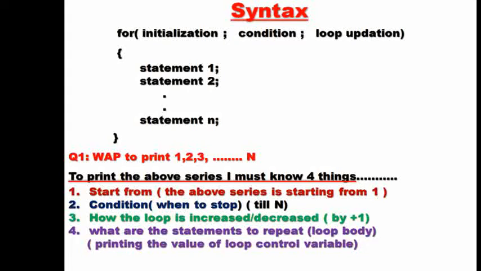And what are the statements to be repeated? That should be written in the loop body. Here I'm just printing the value of the loop control variable, that is I. In the very beginning I is 1, so 1 will be printed. When the loop updates it will be 2, 2 will be printed. Again when it updates it will be 3, 3 will be printed, and it will continue till n.